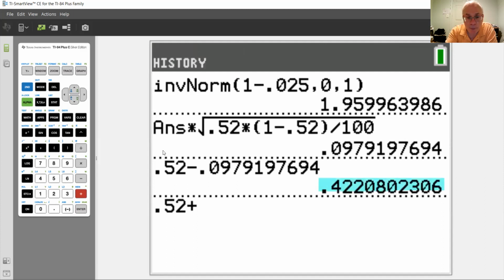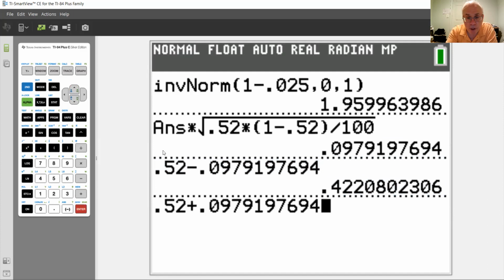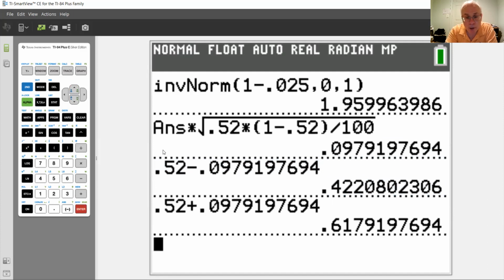So again, scroll up, enter, enter again. There we go. So our left endpoint is 0.422. Our right endpoint is 0.618. We've found our 95% confidence interval. We're 95% sure that this particular interval contains the true population proportion, somewhere in between these two numbers. That's true. All right, so that's how we create our confidence interval.